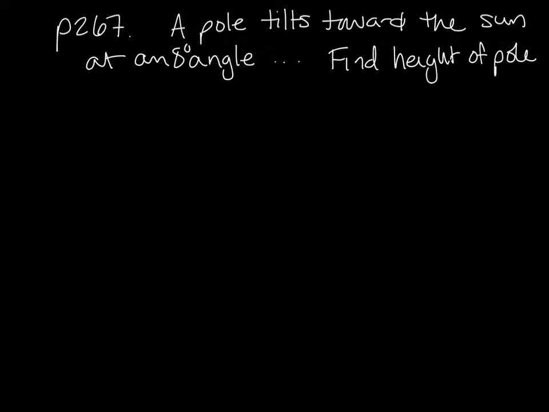Now, you'll get word problems. So, for example, we have this word problem. It's on page 267, so you'll want to read that before you continue on with this video. But you have a pole that tilts toward the sun. So I have a sun over here, and I have a pole that tilts towards it. So it's not 90-degree angles. It's at an 8-degree angle.